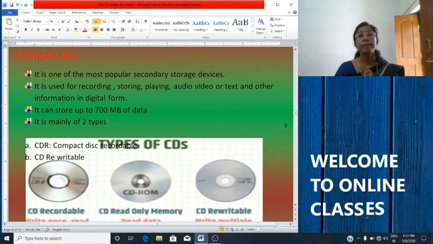Now we will study about compact disk. It is also just called a CD. It is one of the most popular secondary storage device of a computer. It is used for recording, storing, playing audio, video or text data and other information in digital form.